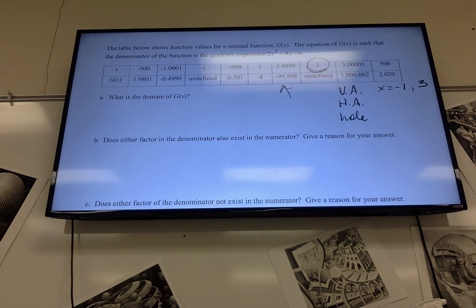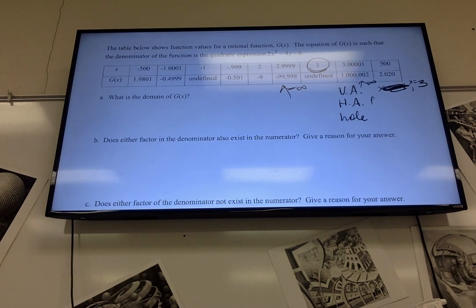So we look on either side. -99,998. I'd say that's really small. That's a negative, by the way. And this one's really big, so yeah. X = 3 is a great vertical asymptote. What about horizontal asymptote? 2.